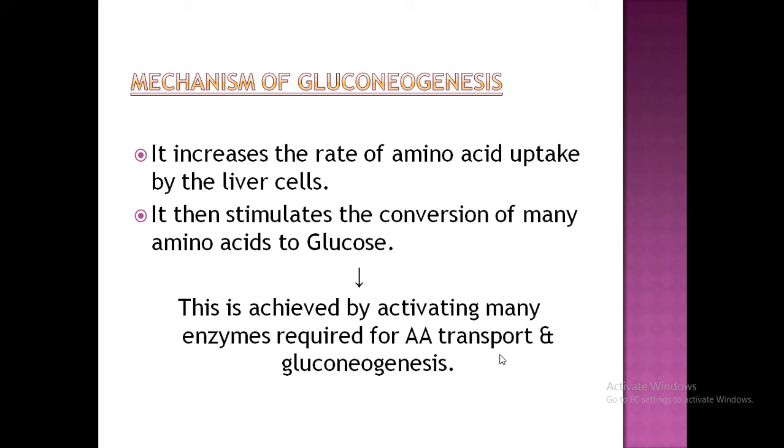The mechanism for gluconeogenesis is that glucagon increases the rate of amino acid uptake by the liver cells. As by the diagram I have already shown you, it then stimulates the conversion of many amino acids to glucose. This is achieved by activating many enzymes required for amino acid transport and gluconeogenesis.